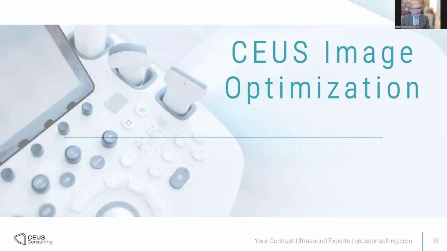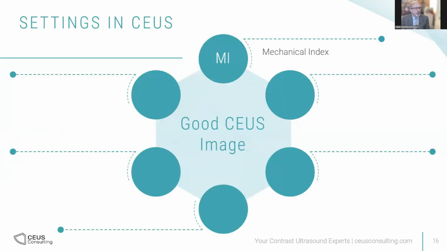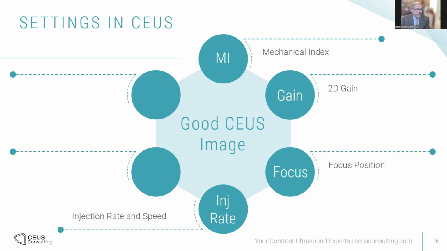Let's talk about settings, optimizations. So, what are the factors influencing a good contrast imaging? The MI, obviously, its energy, the gain. You will learn about that in a moment. The focus position, the injection rate, especially in cardiology, you need to be careful about the injection rate. The condition of the machine will also sometimes influence, the probe and things like that.